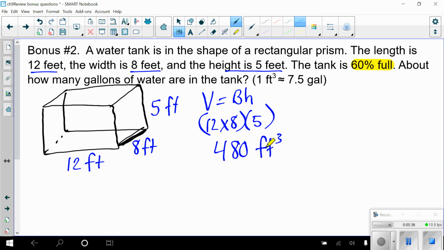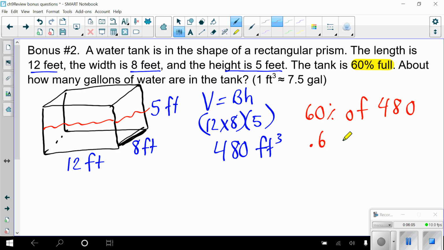Next, the tank is not completely full. So 480 cubic feet is if it was completely full. Our tank is only about 60% full of water. So how would we find 60% of this? It's just multiplication. We can't type a percent sign into a calculator, so you would do 0.6 times 480. And that will give you the 60% of the volume.